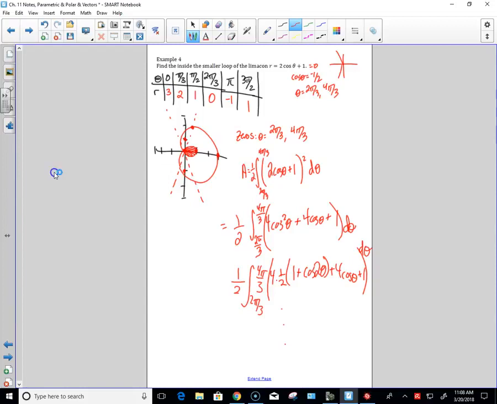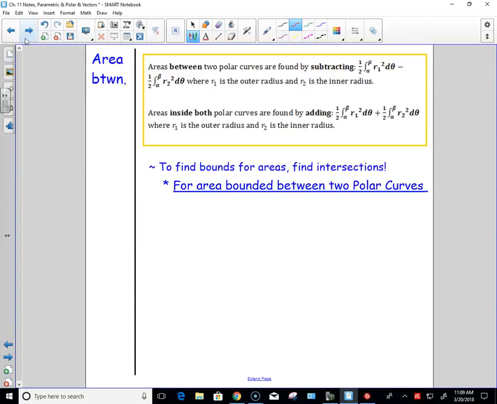Does it make sense? Why might someone want to go from 2 pi over 3 to just pi and then double it? It's half of it. Why would it be easier, though? Pi might be easier to plug in than 4 pi over 3. Easier fractions or something. Does that kind of make sense? So kind of like with even and odd, it might be a little bit easier, but you don't have to necessarily. It's up to you. Okay.